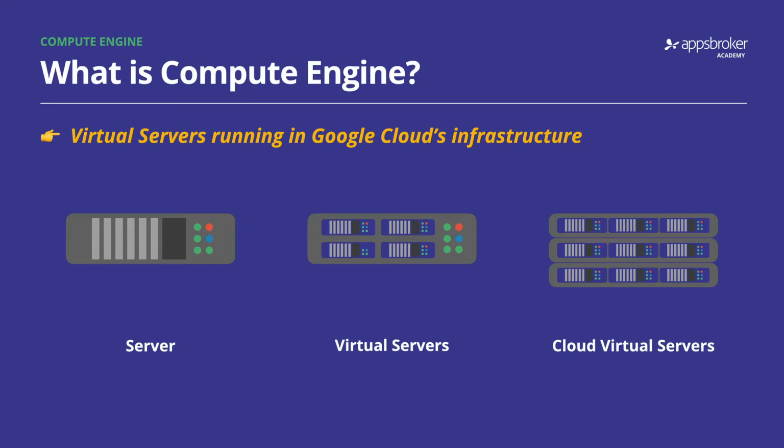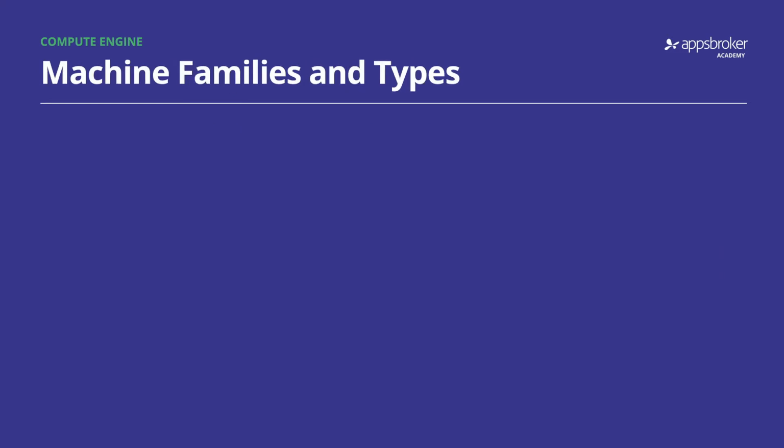Now, when you spin up a virtual server in Compute Engine, you create what's called an instance, and you have all kinds of configuration options to choose from for your instance. The first thing to choose is your instance's machine type, and all machine types are grouped into families. Machine families are based on specific CPU platforms to provide the right kind of power for your specific use case.